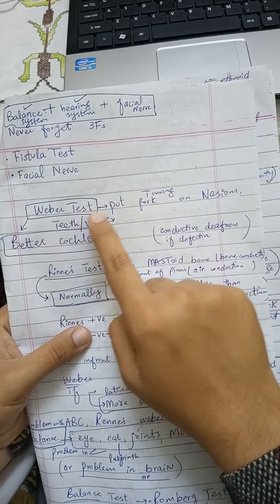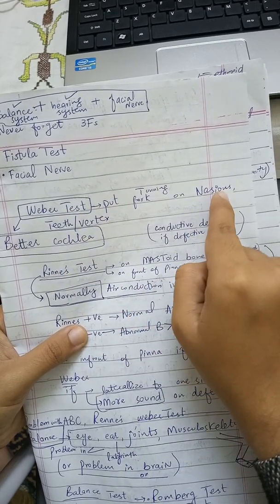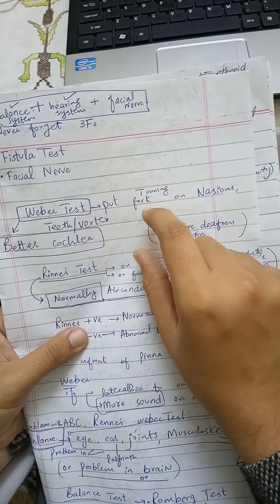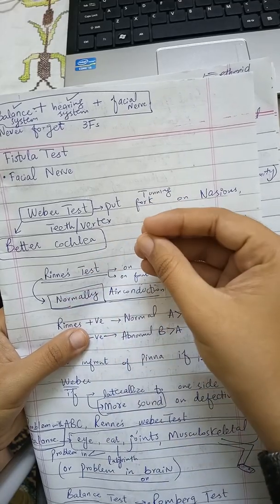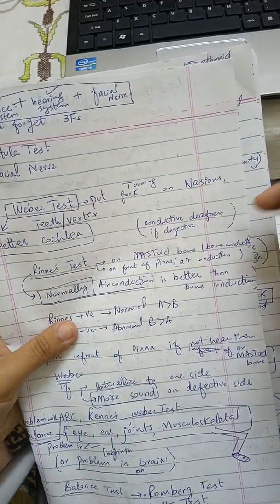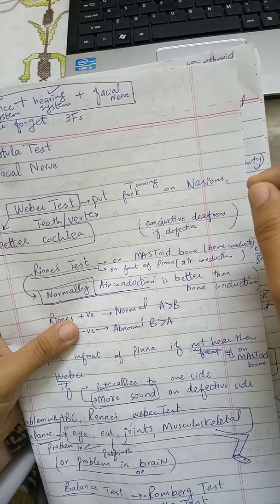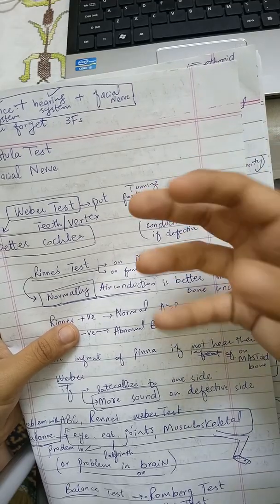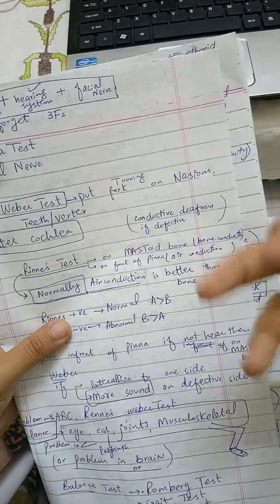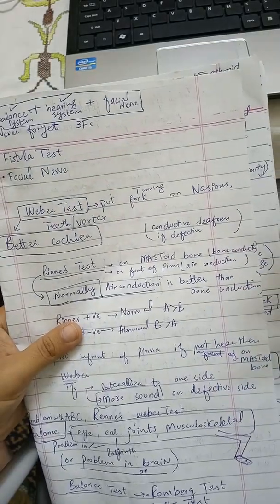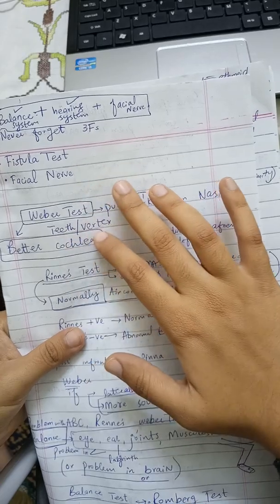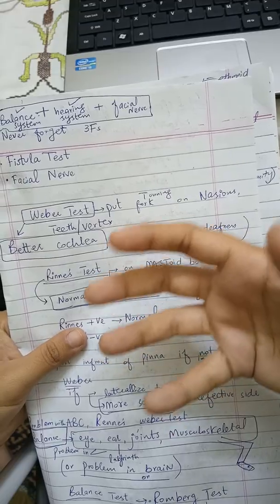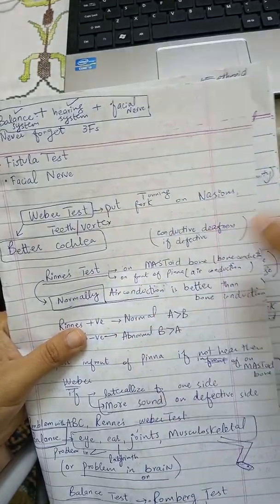In the Weber test, we put the tuning fork on the nasion, teeth, or the vertex. These are the bony structures on which we put the tuning fork, and this test is used to detect the better cochlea. Conductive deafness is present if defective. So in the defective ear there will be a more pronounced or resonant sound, and it will detect the conductive deafness.